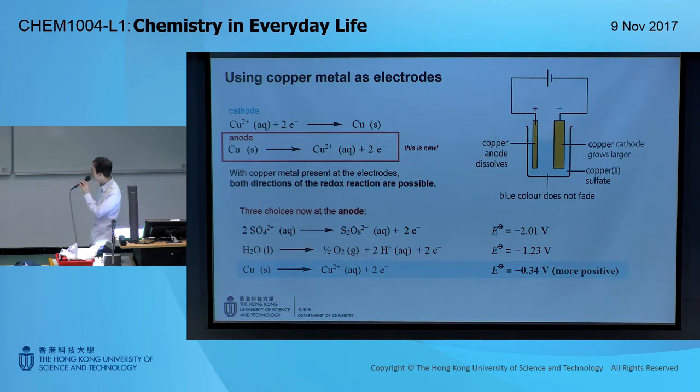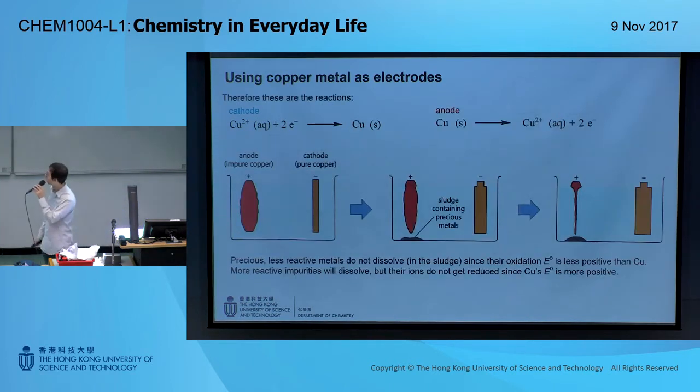How can we use this to refine copper metal? Well, if we have an impure piece of copper that is from the production of copper by reducing with carbon, we can put this impure copper at the anode. And then we can use a piece of pure copper at the cathode. So as this electrolysis takes place in the bath of copper sulfate, the copper anode will slowly dissolve away. Okay, this is the anode reaction. Copper dissolves to form copper 2 plus and 2 electrons.